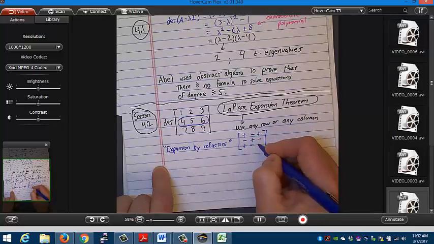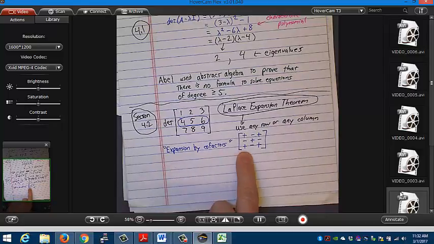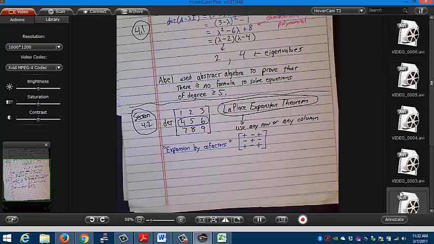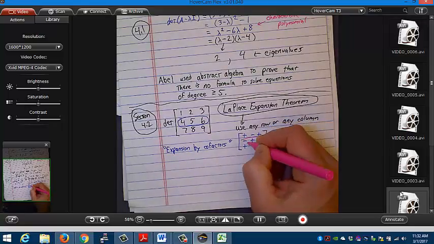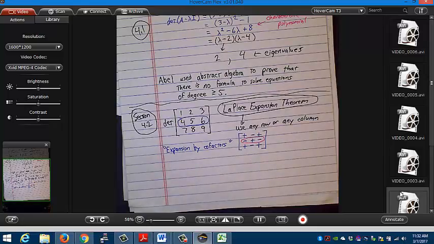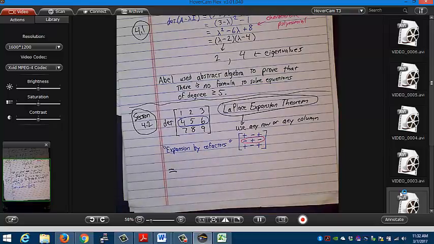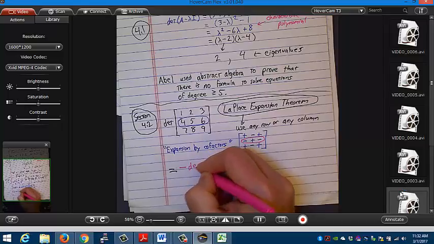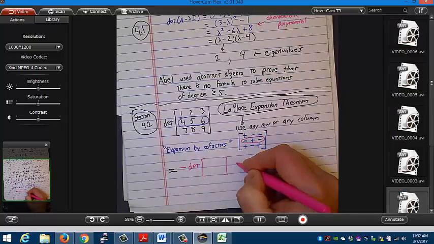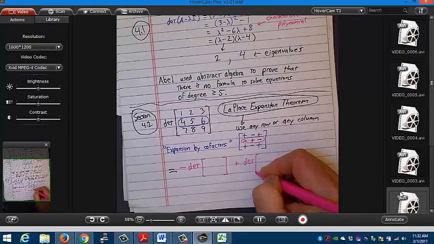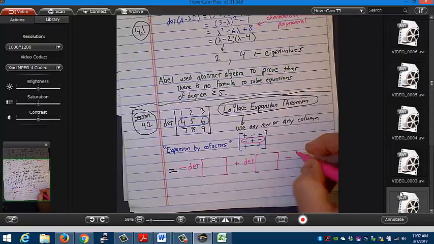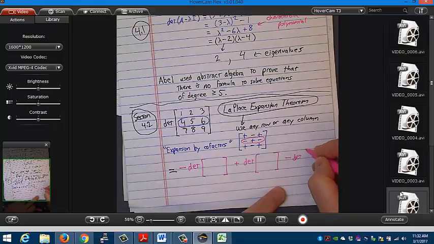So what happens here is I look at that matrix, and that tells me that as I go across row 2, what are the signs I'm going to need? I'm going to need minus, plus, minus. Okay? So I'm going to say the determinant equals minus a determinant of a smaller matrix plus a determinant of a smaller matrix and minus a determinant of a smaller matrix.